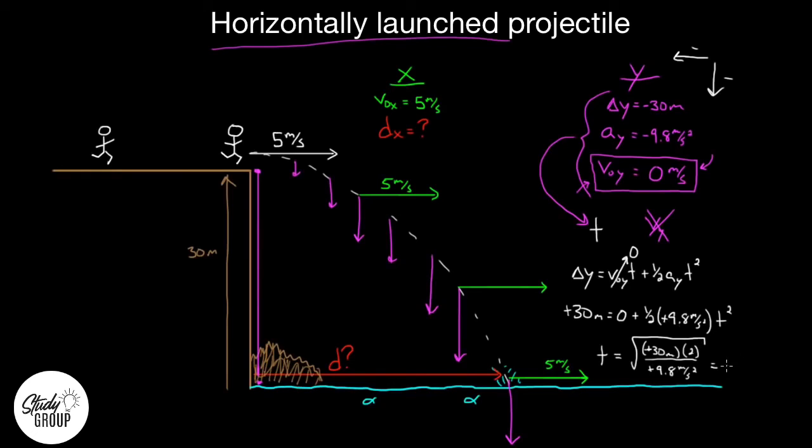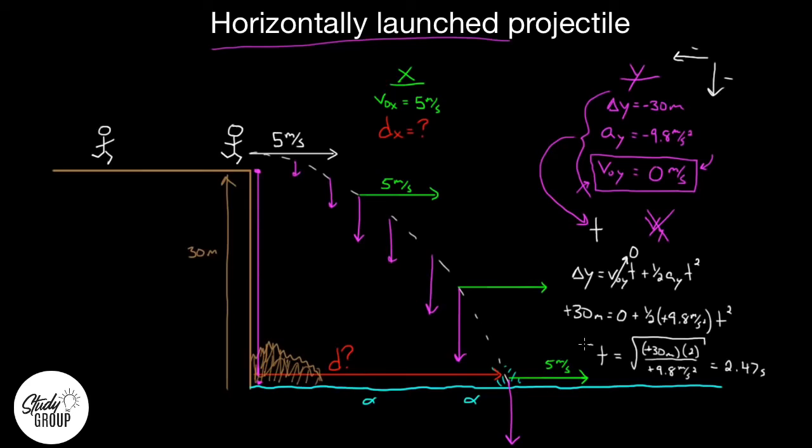So if you solve this, you get that the time it took is 2.47 seconds. It's actually a long time. Might seem like you're falling for a long time sometimes when you're jumping off of a table or a trampoline. That's usually a fraction of a second. This is actually a long time. 2.5 seconds of free fall is a long time.